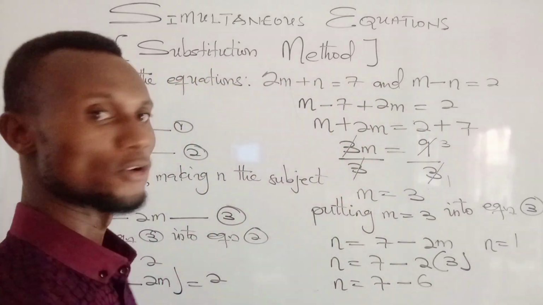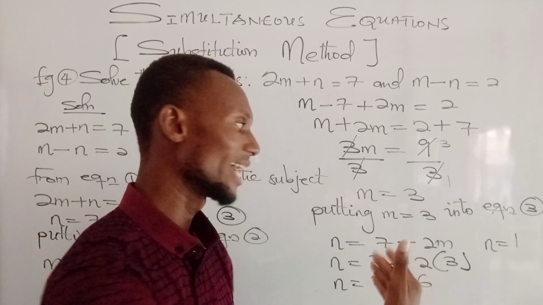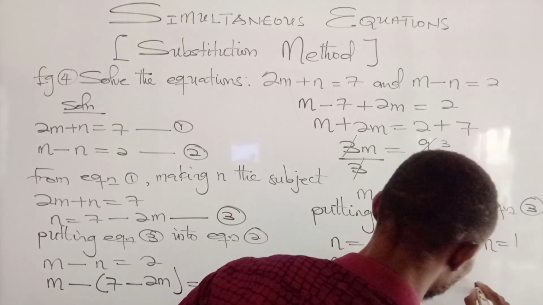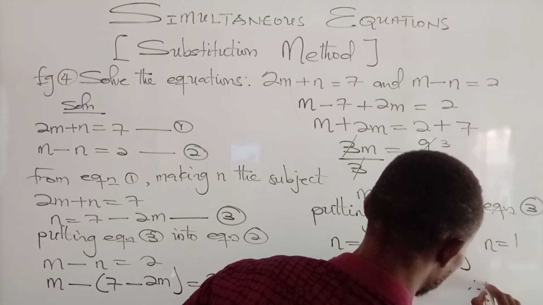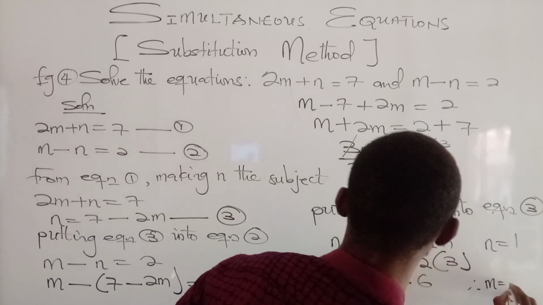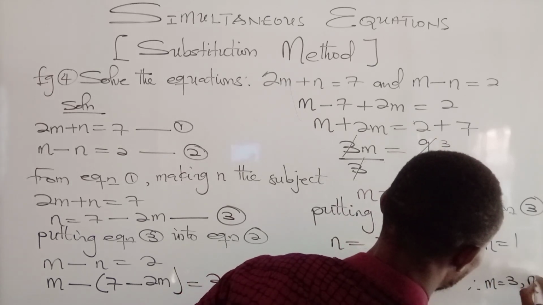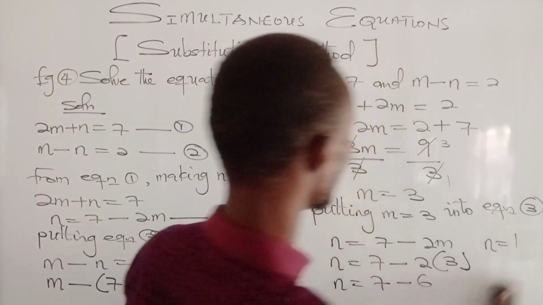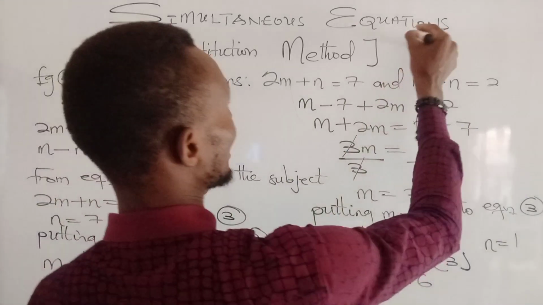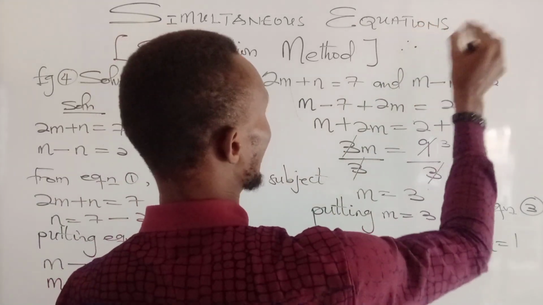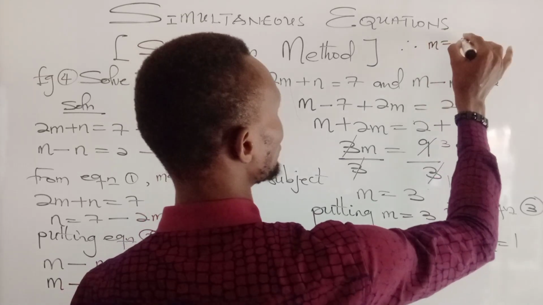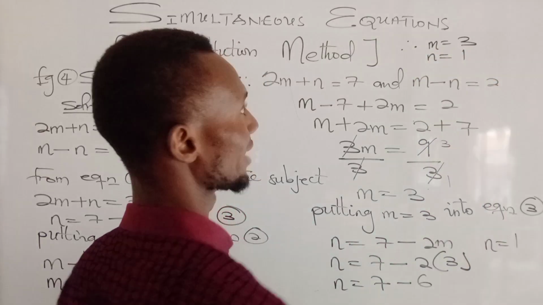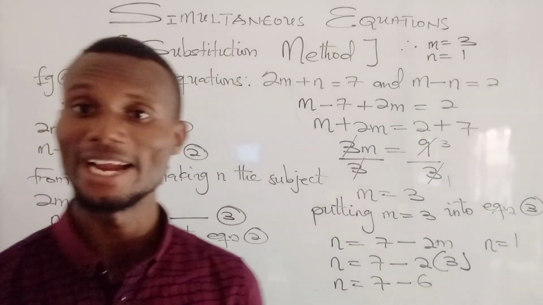So we've solved for the values of m and n in the simultaneous equation. We can conclude by writing: therefore, our m equals 3, and our n equals 1. I can see it's not clear, so let me write it at a place where you can see it. So therefore our m equals 3 and our n equals 1, as we've solved. That's the final answer.